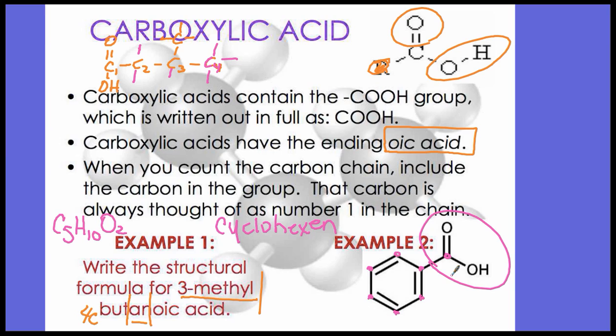It's a carboxylic acid. How do they end? Oic acid. That would be a cyclohexenoic acid. Why cyclo? Because it's a ring. Why hex? It's a ring of 6. Why ene? They're double bonds. Why oic acid?